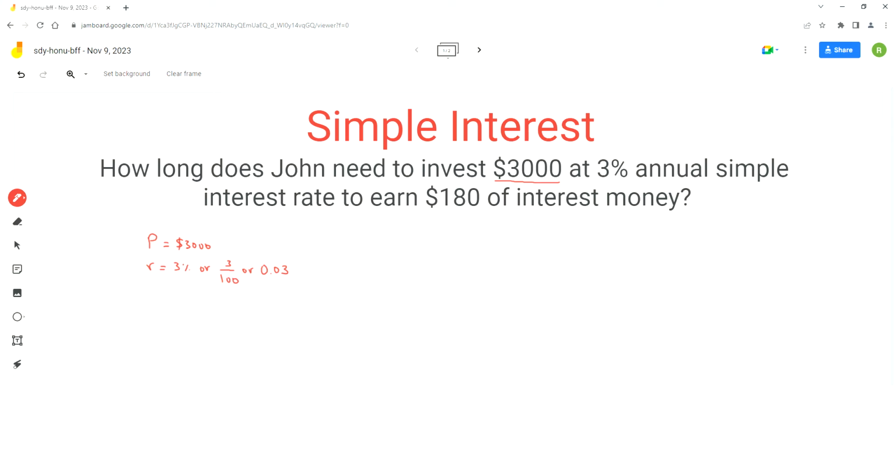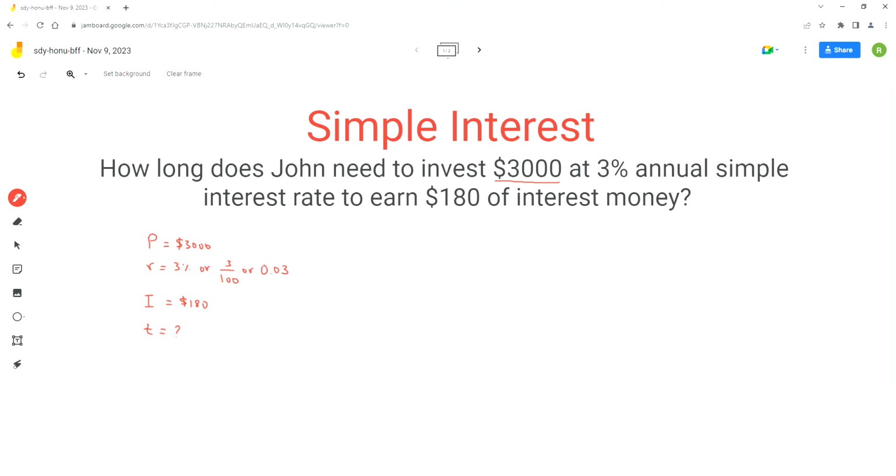We'll sub in the formula for simple interest. And we are given that John earns $180 of interest money. So this is represented by a variable I. So I equals $180. So we have to use these values to find the time. So T is the unknown quantity.